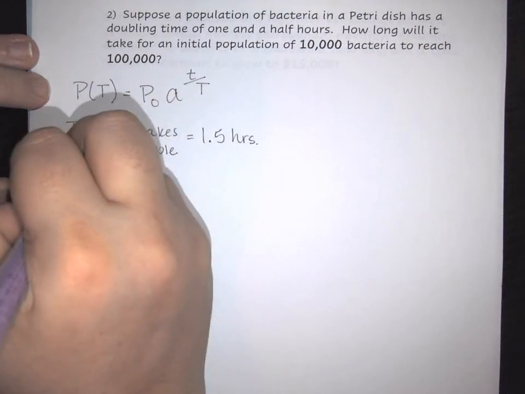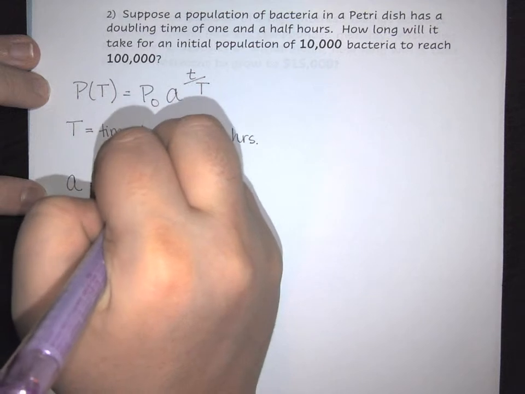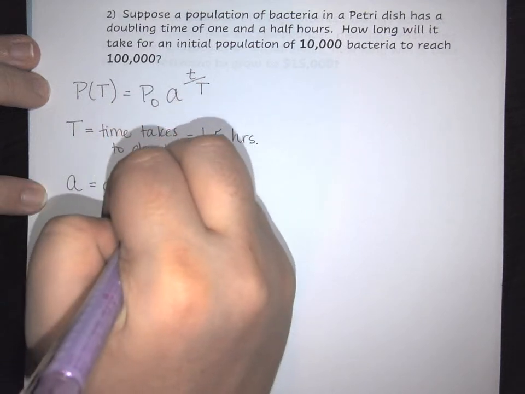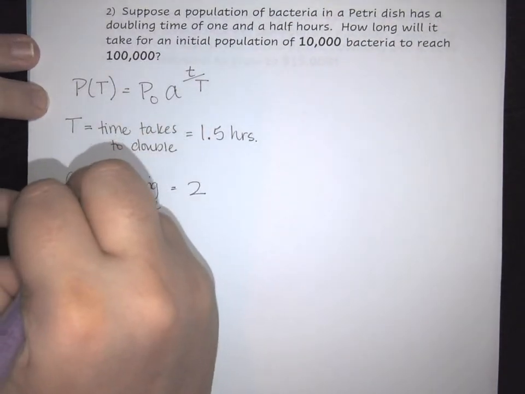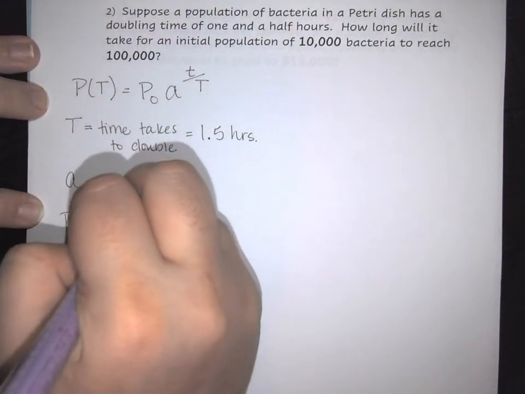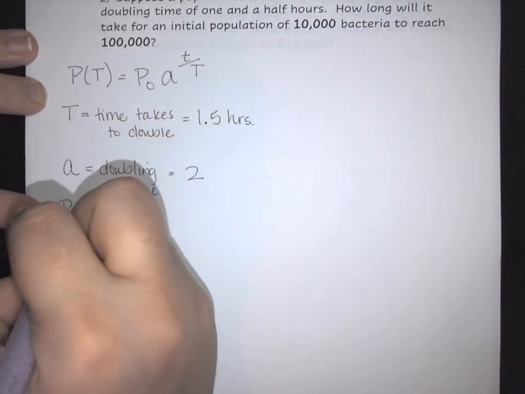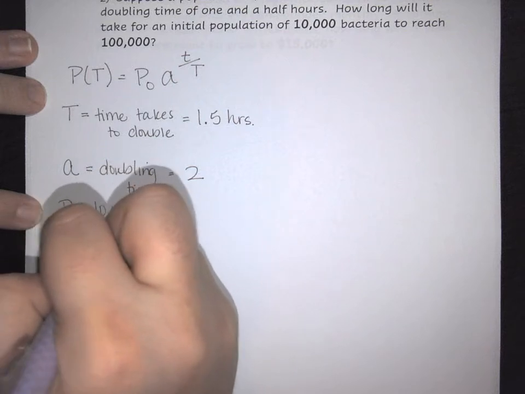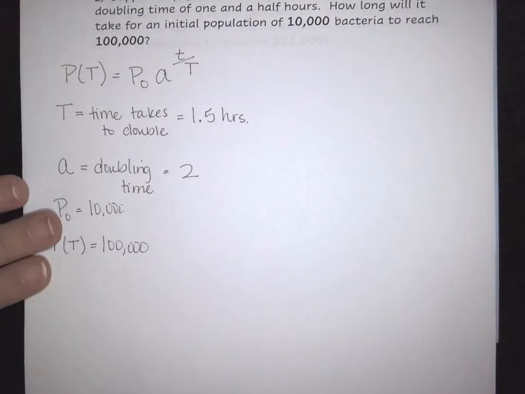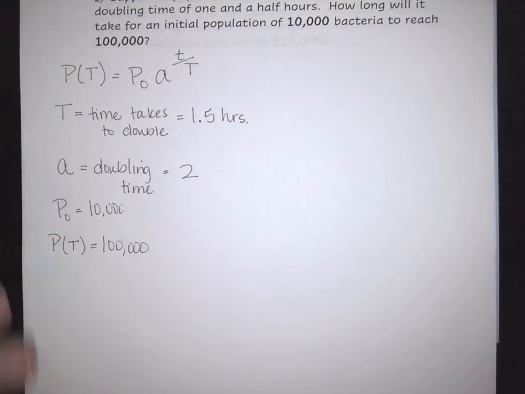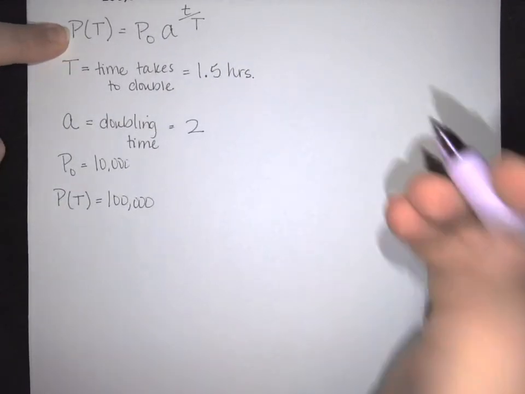We also know that my A is going to be the doubling factor, so doubling essentially means 2. We also know that we have an initial of 10,000. Sorry, 1 too many zeros. And we know that we have a final count that we want to be 100,000. So now that we have all of our information, we can actually start plugging in what we have to solve for what's missing.